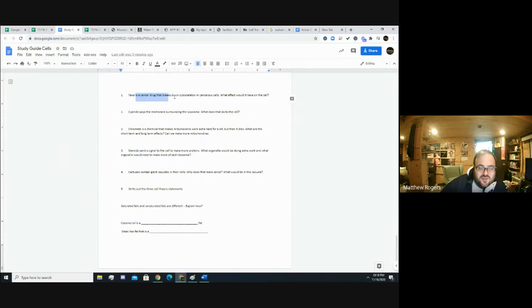Taxol is a cancer drug that breaks down cytoskeleton in cancerous cells. What effect could they have on the cell? Well, we know that cytoskeleton builds and gives structure to a cell, so maybe the cell will fall apart. We also know that it's part of transportation, so maybe things won't be able to move as well. We also know cytoskeleton can be the flagellum and the cilia of a cell, so maybe they can't move altogether. So a bunch of different things you could put.